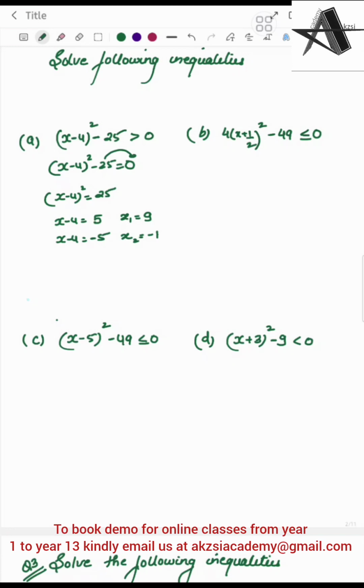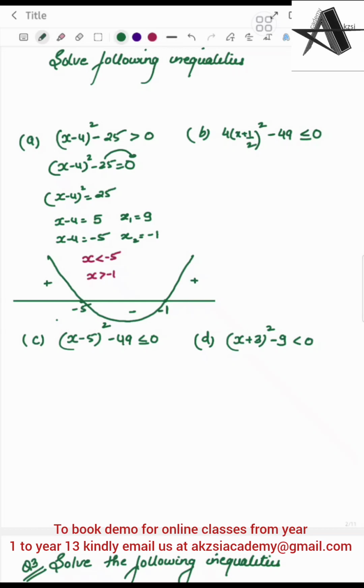We have our roots. One is negative 5, one is negative 1. Like this. Same positive, negative, positive reason. Because it's greater than 0, what values will I select? All the values that are lesser than negative 5 and all the values that are greater than negative 1. So I can say that x should be less than negative 5 and x should be greater than negative 1.